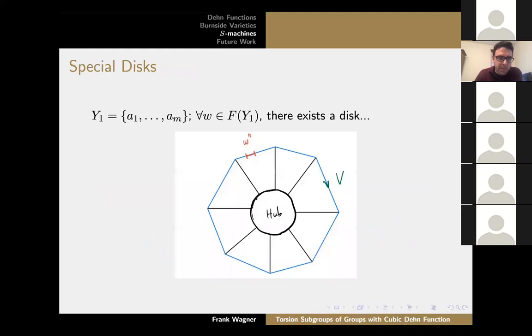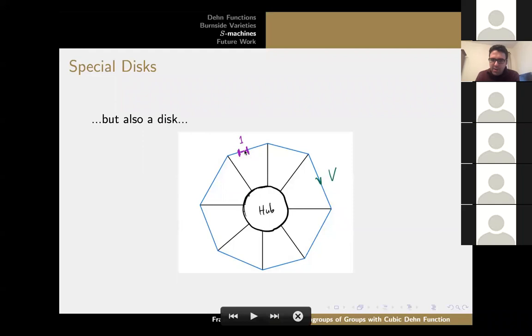Okay, now in the machine that I construct throughout to create the embedding, I give one of the Ys the alphabet A1 through AM, and I construct the machine so that in one computation you can start off with the word W to the N written in this sector, written right here, or with a different computation, you can do the same exact things, but just have nothing written right there.